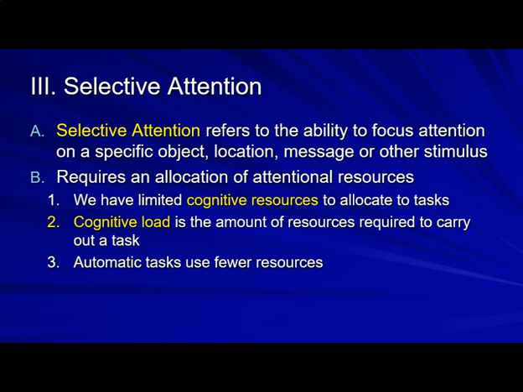This requires an allocation of our attentional resources. This is how we allocate our attention to a specific subset of the environment. So we have limited cognitive resources to allocate to tasks. Our cognitive load, then, is the amount of resources required to carry out a task. And we, of course, know that automatic tasks require fewer resources. So this is not just simply selecting things out of our environment, but also selecting which tasks we might attend to. So this is a dynamic system in which we're selecting what requires our attentional resources and what we don't necessarily have to apply our attentional resources to.